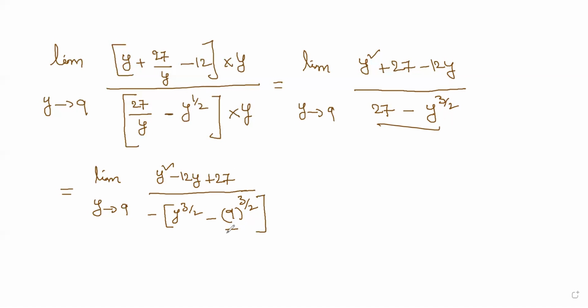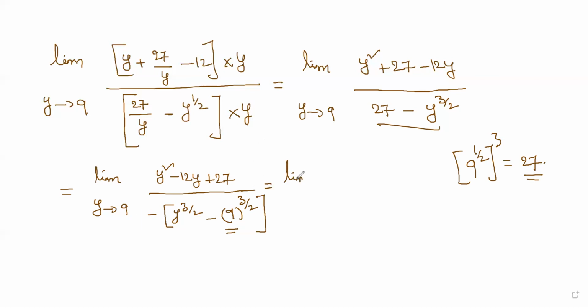I will write it as 9 power 3 by 2, because 27 is 9 power 3 by 2. You can see 9 power half, whole cube. 9 power half is 3, and 3 cube is 27. So I will write it as 9 power 3 by 2. Let us put it like this. I'll take the negative sign.